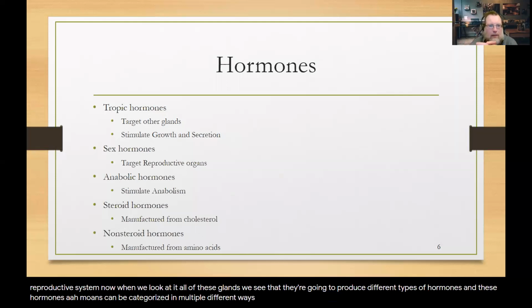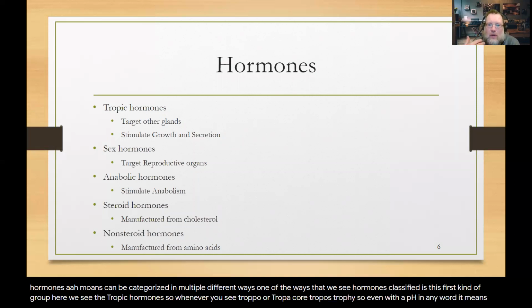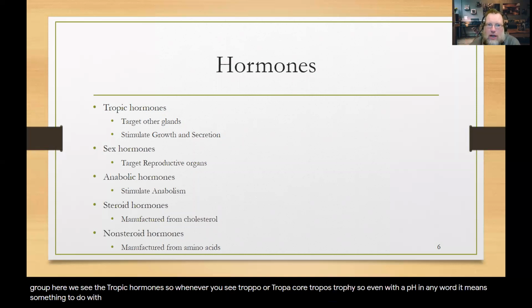One of the ways that we see hormones classified is this first group here. We see the tropic hormones. So whenever you see tropo or tropic or tropos, tropho even with a PH in any word, it means something with change. Something is changing when we have a tropic situation.